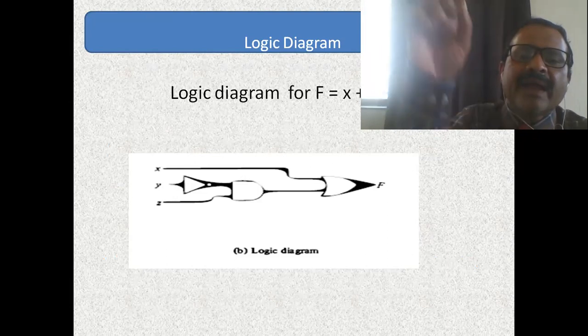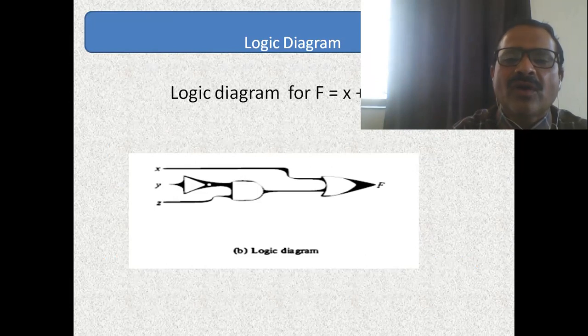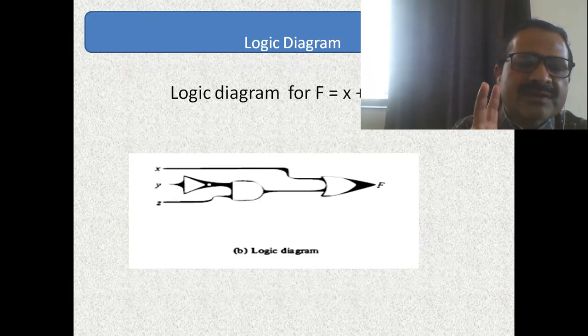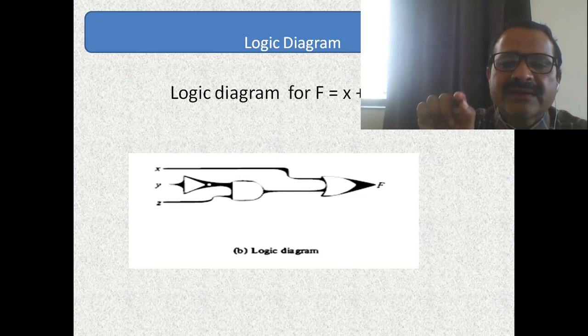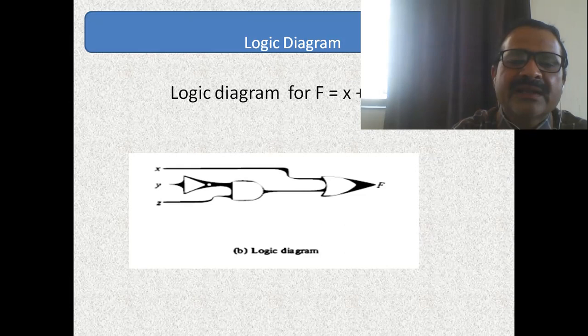And this X is one of the inputs of the last OR gate, that represents the addition. Then the AND gate has two inputs. One is Y inverter, meaning Y complement, and Z. Then Y complement and Z means Y complement dot Z, which is another input of the OR gate, and finally F is equal to X plus Y complement into Z. This picture is called a logic diagram, which is displayed in diagram B.